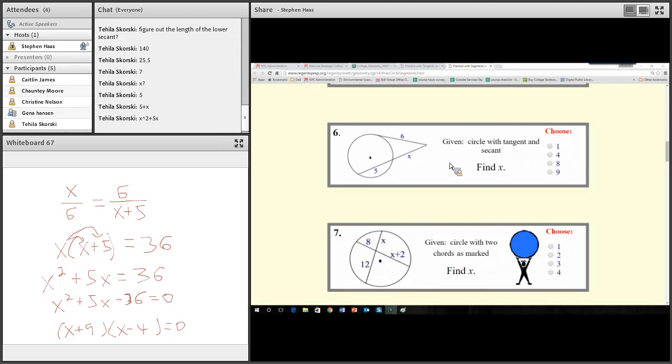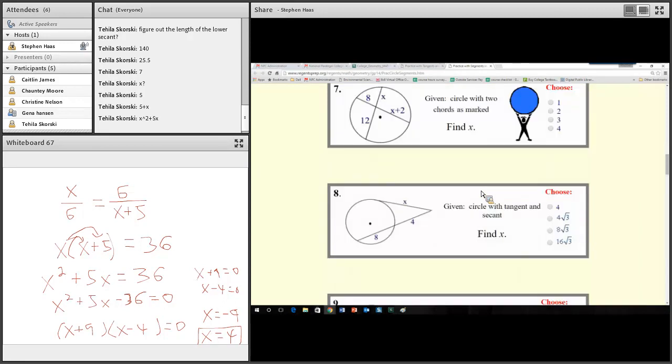And these two results, each one is equal to 0. So x plus 9 equals 0, and x minus 4 equals 0. And this will actually give you two results. X is negative 9, and x is positive 4. And since it's a length, you'd reject the negative one and keep the positive one. So the only one that works is number 4. Okay.